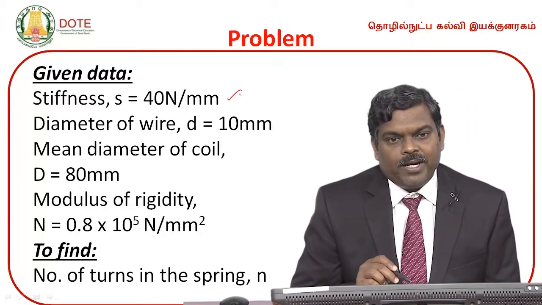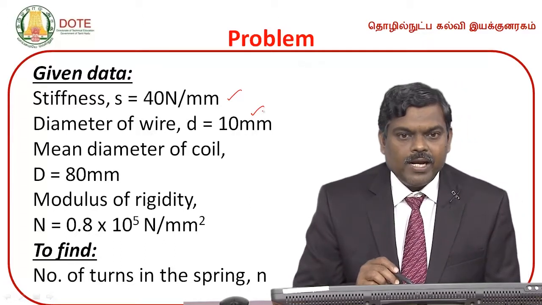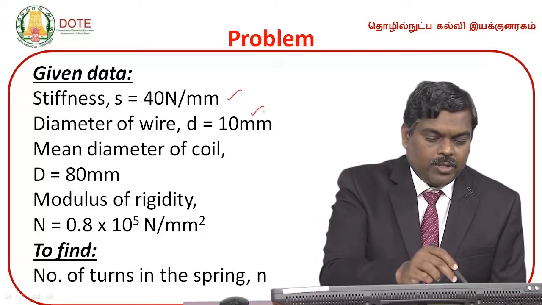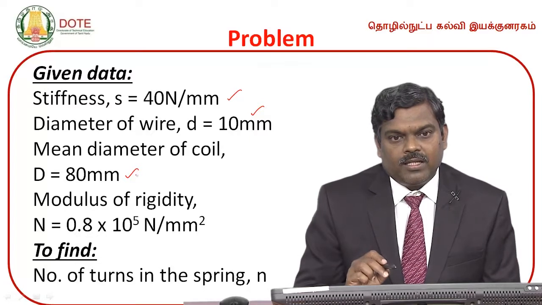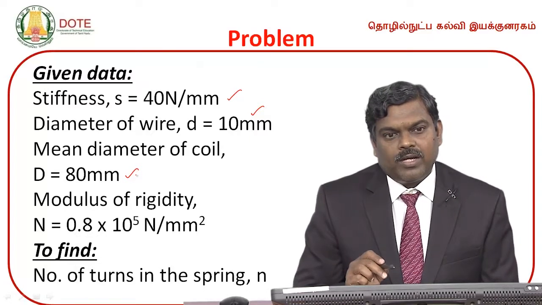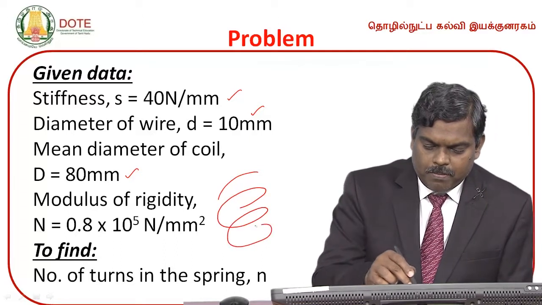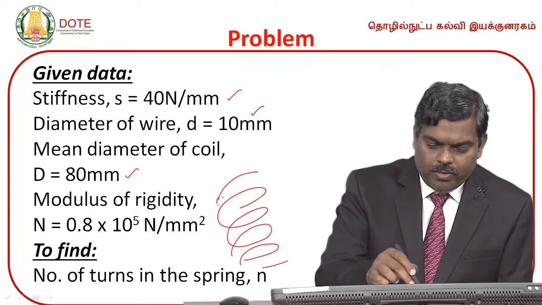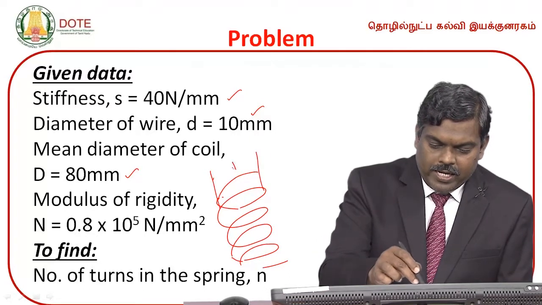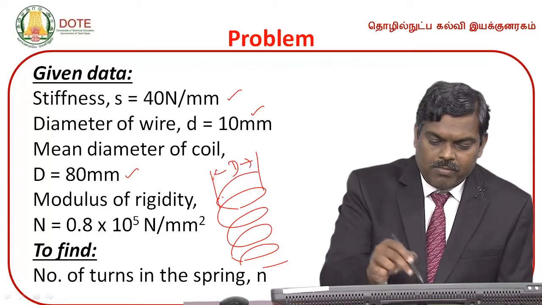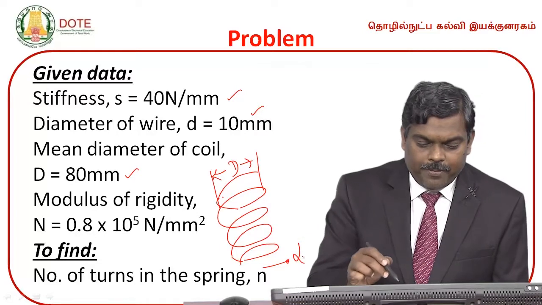Next, diameter of wire d is equal to 10 mm. Mean diameter of coil capital D is equal to 80 mm. இது ரெண்டுலையும் கரெக்டாக இருக்கணும். Diameter of the wire என்றது small d, mean diameter of the coil என்றது capital D. ஸ்ப்ரிங் இந்த மாதிரி இருக்கும் நமக்கு. ஓகேங்களா? இதுதான் நம்மளோட ஸ்ப்ரிங். இந்த டயாமீட்டர் capital D, mean diameter. இந்த வயரோட டயாமீட்டர் இது small d.